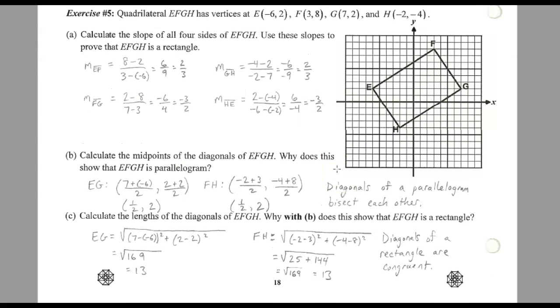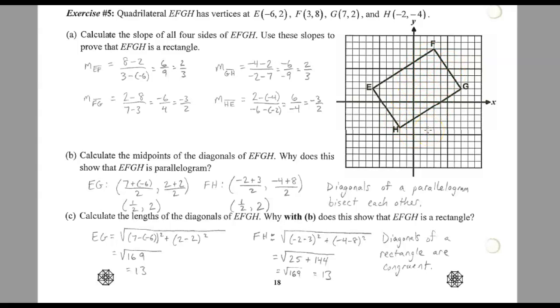And in part C, finally here, calculate the lengths of diagonals of EFGH. So we just apply the distance formula. It turns out that EG is 13 and FH is also 13. So going straight across, this is 13 units. And applying Pythagorean theorem here, this is also 13 units.